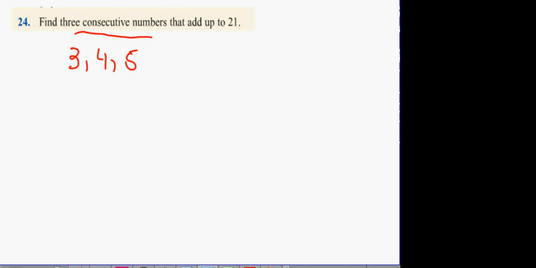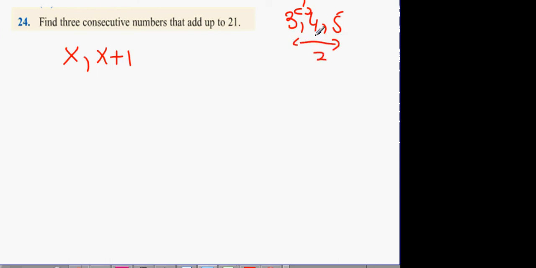So if one of them is x, what comes after x? Not 2x. It's x plus 1. Because with 3, 4, and 5, there's a gap of 1 between the first two, and there's a gap of 2 between the first one and the last one for three consecutive numbers.